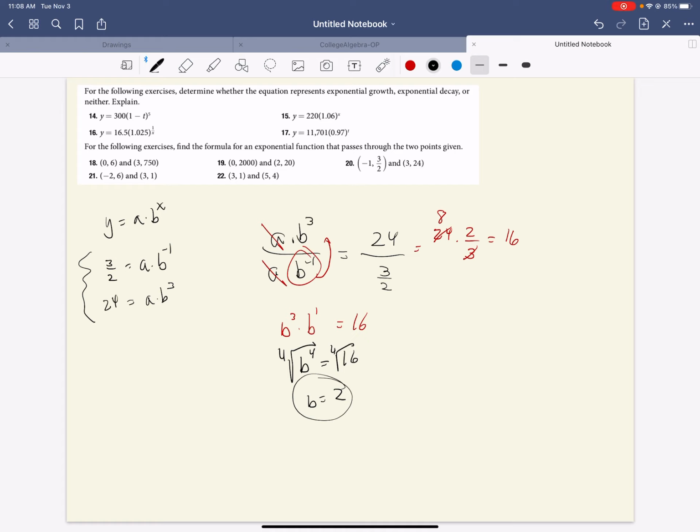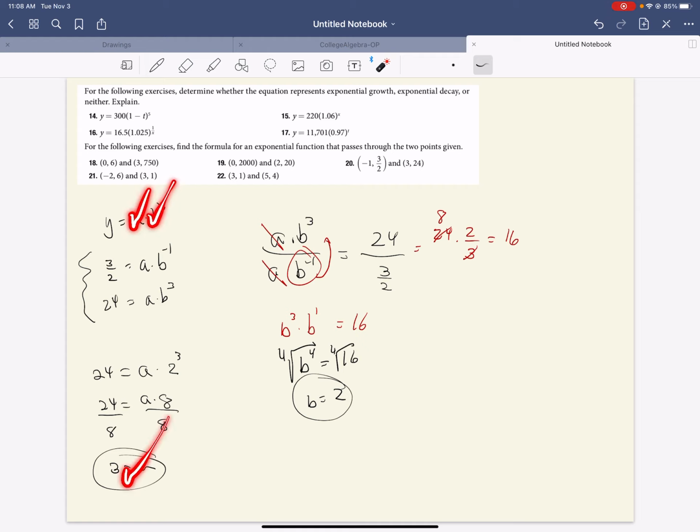So I have a y value of 24. That should equal a times b. Oh, wait, I do know b now. b is 2. And then to the x, oh, x is 3 in this. Well, 2 cubed is 8, so I get 24 is a times 8. And if I divide both sides by 8, I get a is 3. Once again, once I have a and b, which I do, I have the entire function. So now I know y is 3 times 2 to the x.